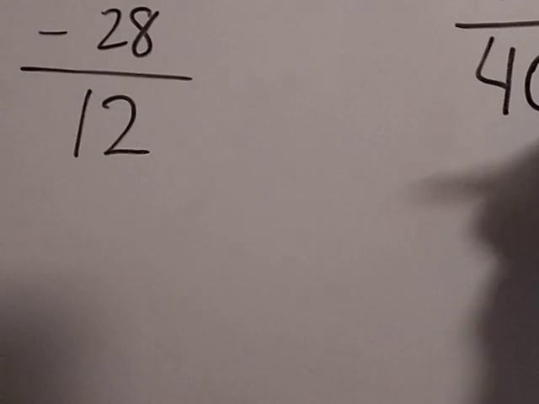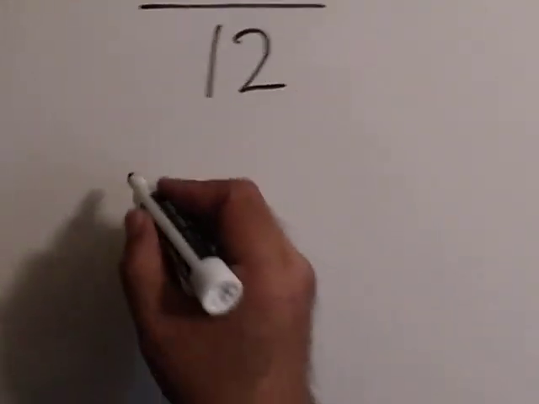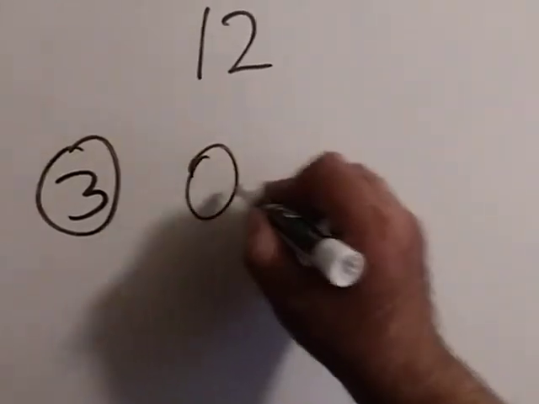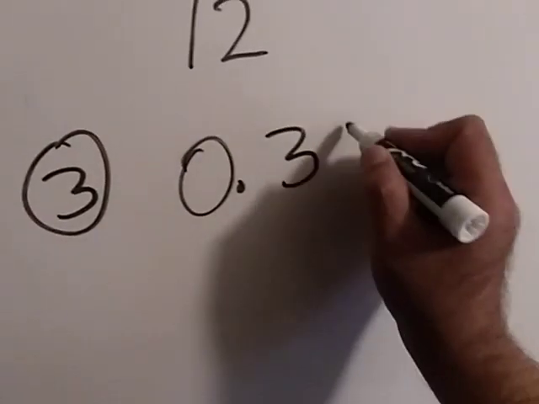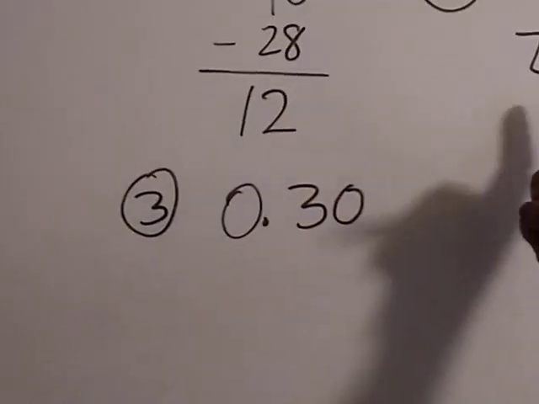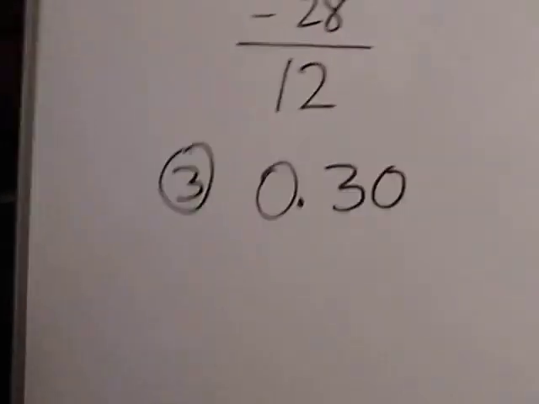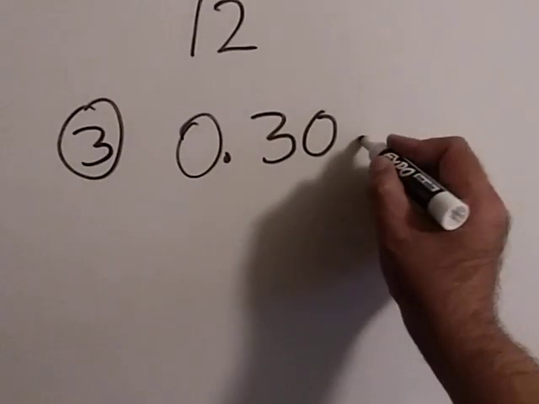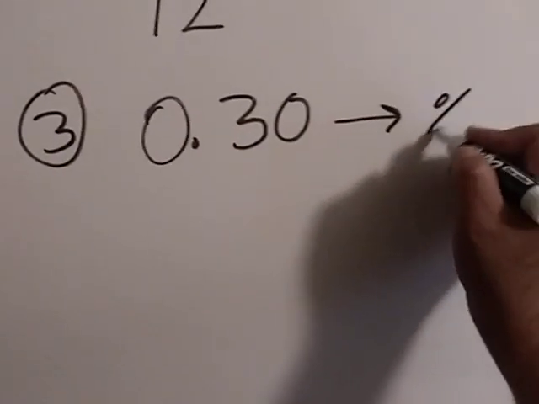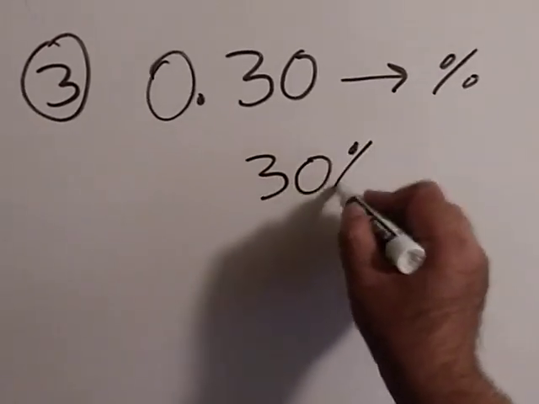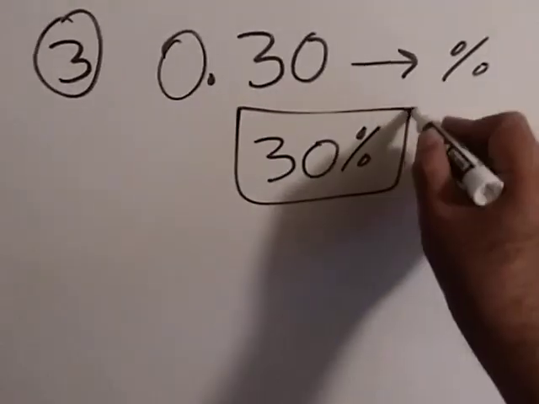And then we convert this ratio to a decimal, which is 0.30, right? Because 4 times 3 gives you 12. That would be a little shortcut. And then we convert this decimal to a percent, which would be a 30% decrease.